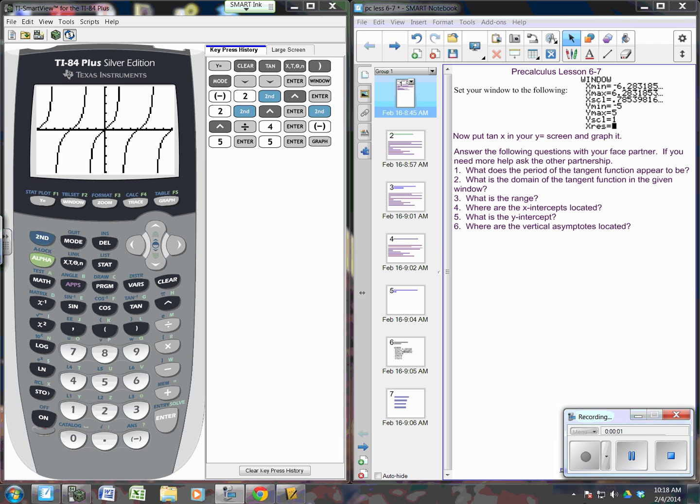Okay, so with the tangent function, I have it graphed right here. We want to talk about, first one, what does the period of the tangent function appear to be? Let's see what you guys think. You guys have been working on it for a little bit. What do you think the period is?